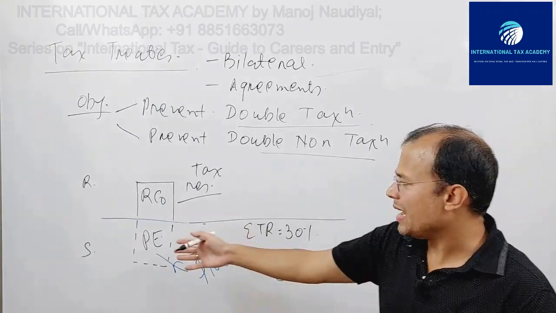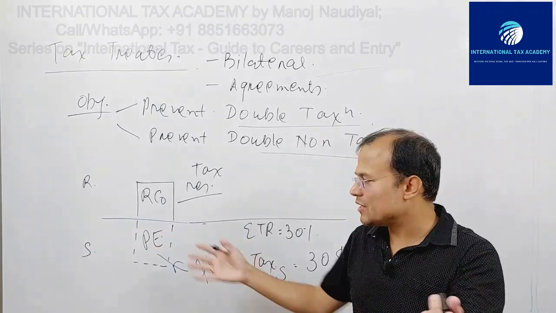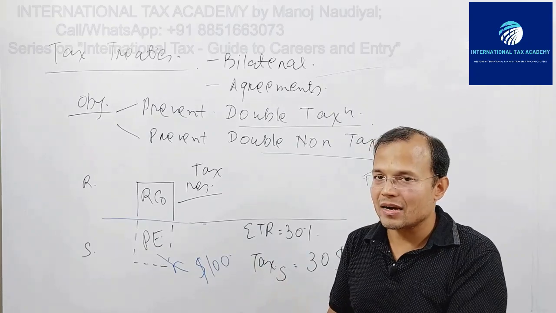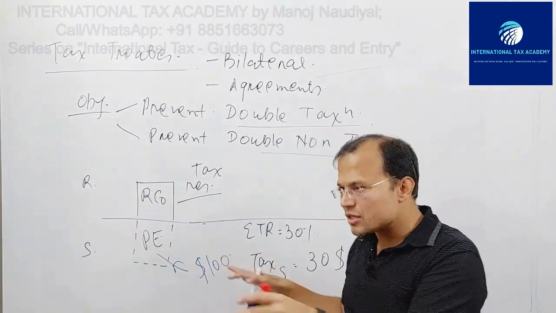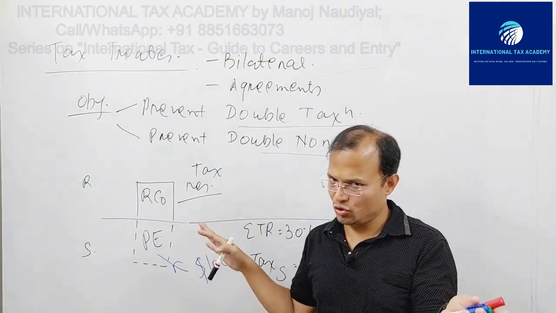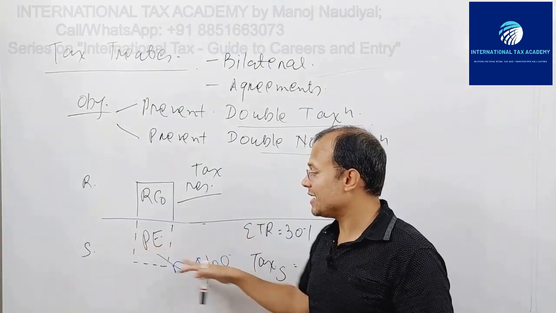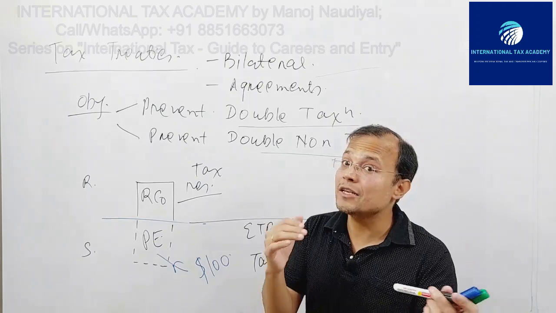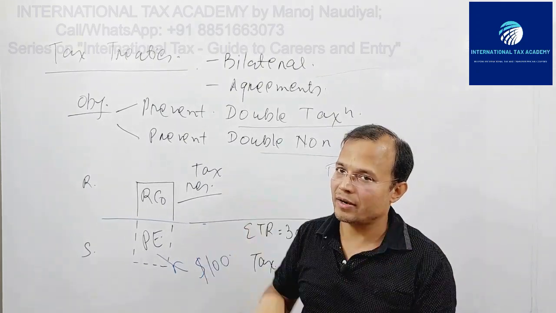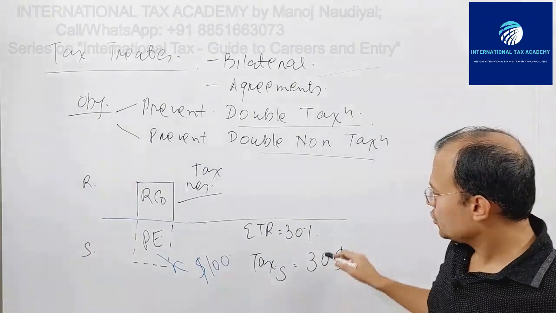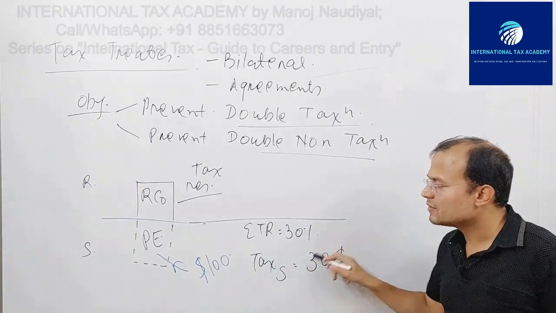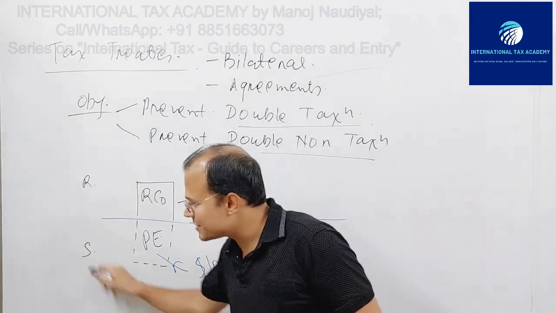Now, why would S tax this 100? S would say, I'm taxing this 100 because this 100 is being earned in my territory, in my country. So this is the source jurisdiction. That is, S says that this $100 of income is being sourced from my country. Fine, so that is why I'm going to tax this 100. So after taxing, $30 is the tax collected by the state S.